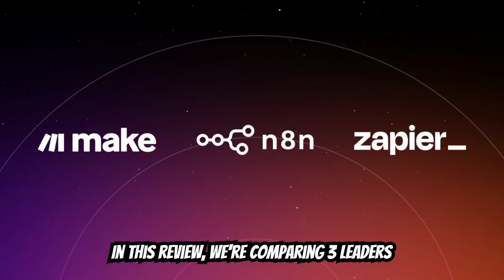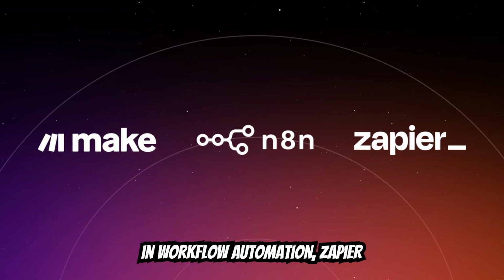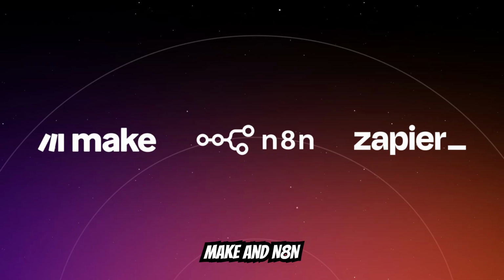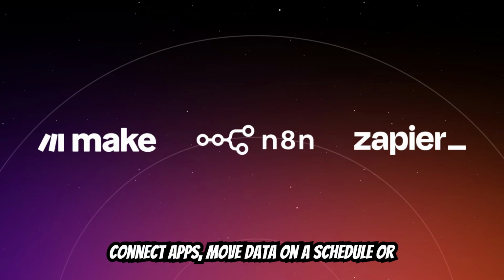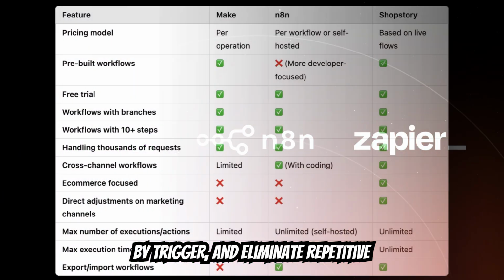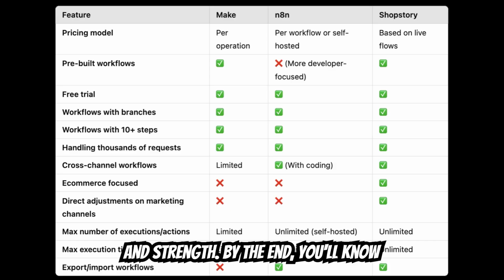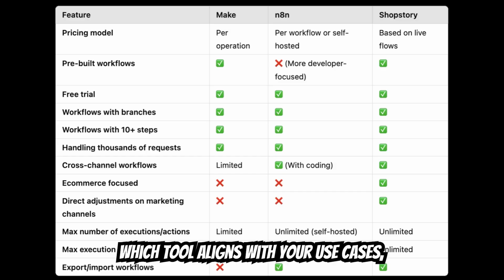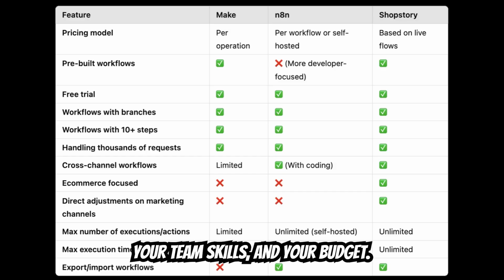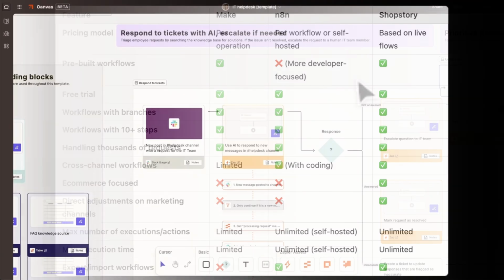In this review, we're comparing three leaders in workflow automation: Zapier, Make, and n8n. Each one can connect apps, move data on a schedule or by trigger, and eliminate repetitive work, but they serve different audiences and strengths. By the end, you'll know which tool aligns with your use cases, your team skills, and your budget. First, the vibe of each platform.